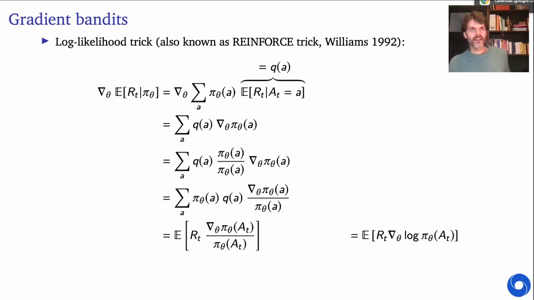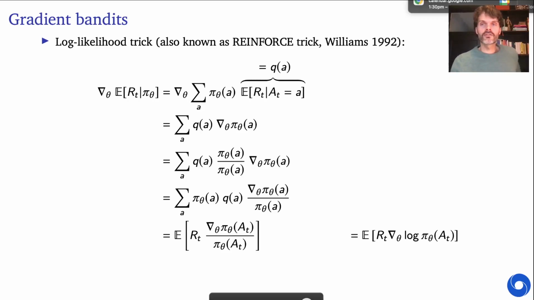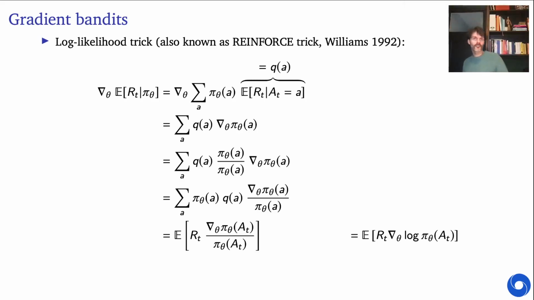This is a derivation on the slide that turns that gradient into something we can sample, and I'll step through this carefully. This is sometimes called the log likelihood trick, and sometimes also referred to in the reinforcement learning literature as the REINFORCE trick, because this was introduced into reinforcement learning by Ron Williams in an algorithm he called REINFORCE, which is actually an acronym, but I won't bother you with the exact semantics of the acronym in this case.